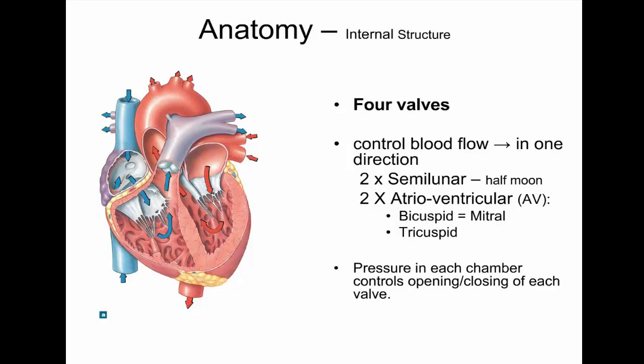Now, what controls blood flow within the heart? Well, it's controlled by 4 valves. So we're going to look at these valves in a bit more detail now. There are 2 semilunar ones and there are 2 atrioventricular ones. Atrioventricular, between the atria and the ventricles. The other 2, the semilunar ones, are attached to blood vessels that are directly taking blood out of the heart. The pressure in the chambers forces the valves to close and open.